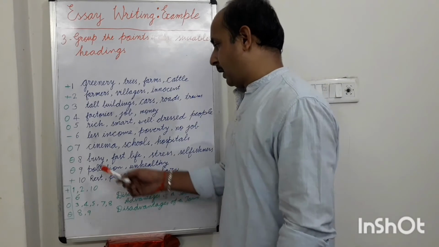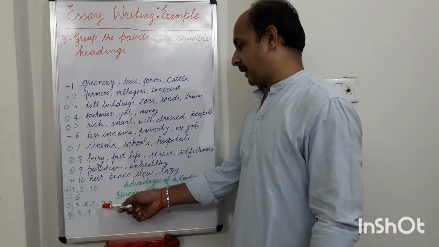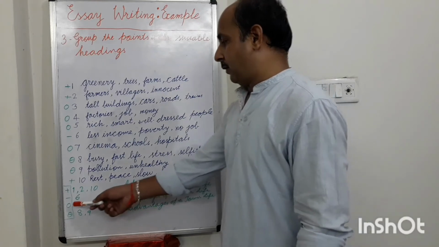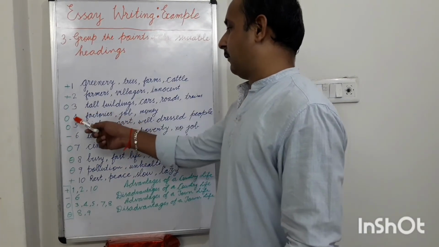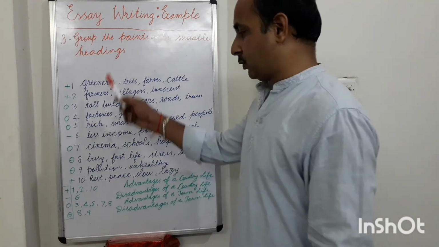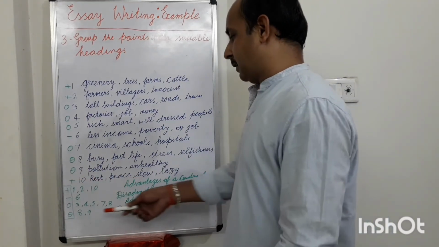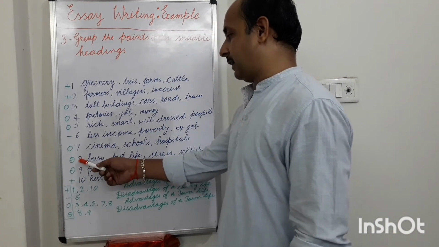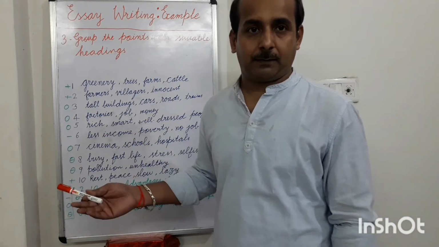And the 3rd, 4th, 5th, 7th and 8th point, which are marked with circle. This 3rd, 4th, 5th, 7th points are talking about the advantages of a town life. And the 8th and 9th point are talking about the disadvantages of a town life.